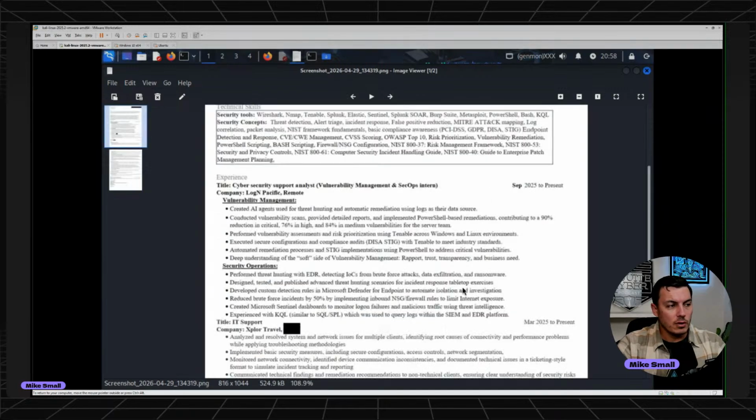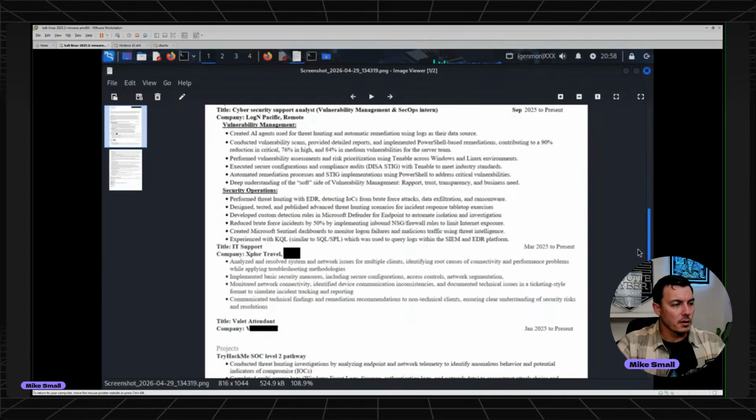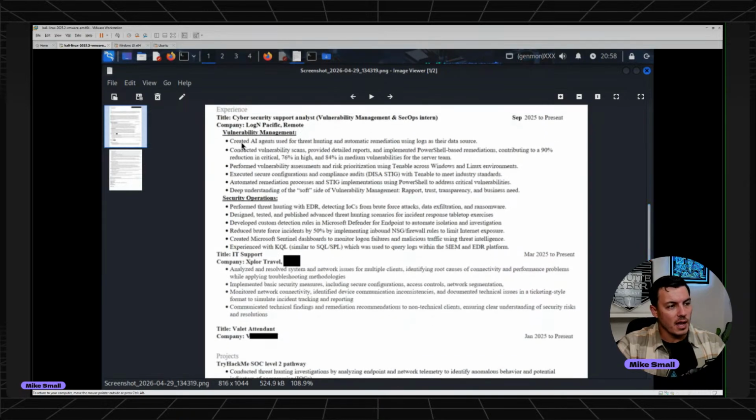I would move your Logan Pacific entry into training because it's misleading. It's not real work experience. It's not a true internship. It's just lab time, so put it into training. IT support, that's fine. And also these labs, I would remove this vulnerability management one. That's not applicable to the SOC. For security operations, I would fine-tune it again for these specific jobs, so tune it to the job you're looking at.